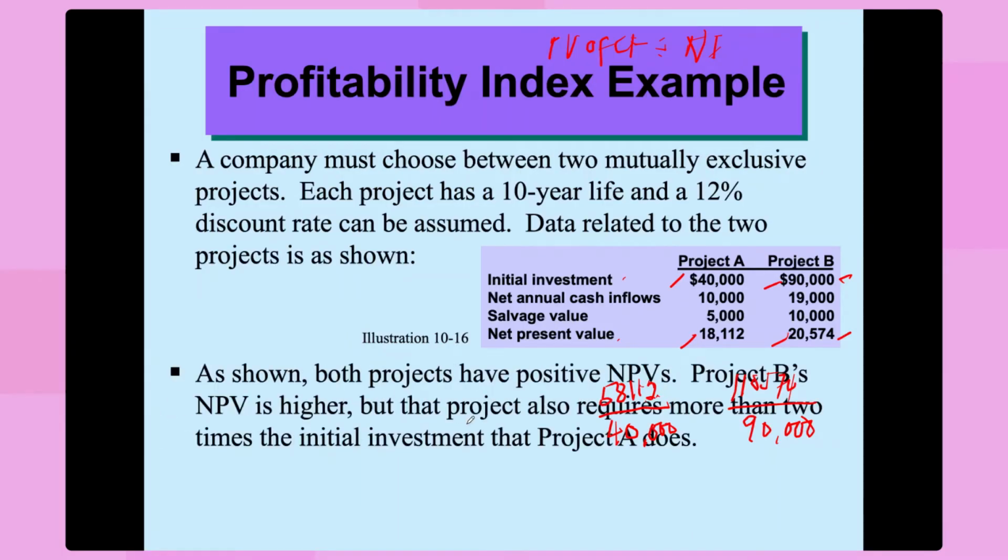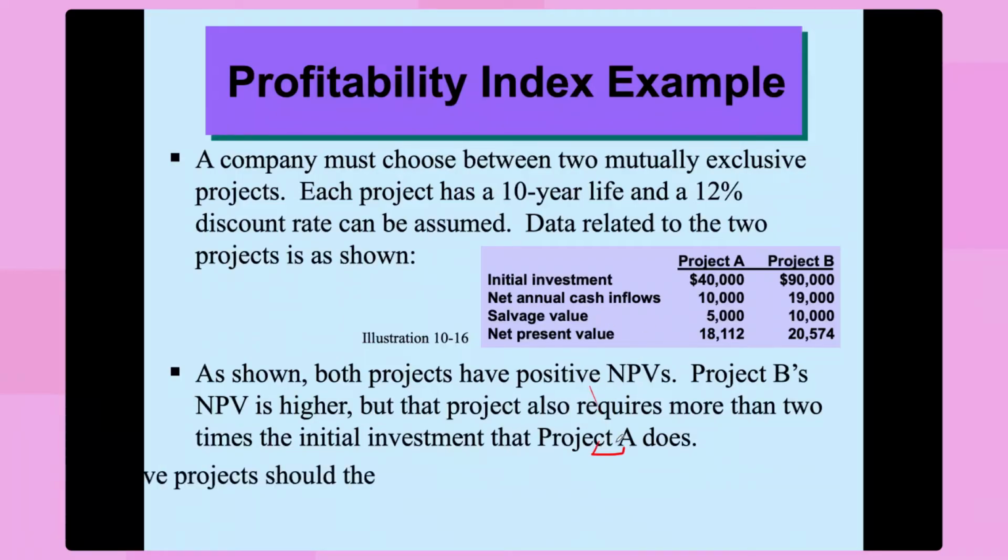Okay. So, I will delete this one. Alright. As shown, both projects have positive NPV. So project B's NPV is higher, but that project also requires more than 2 times the investment of project A. So you will choose project B.